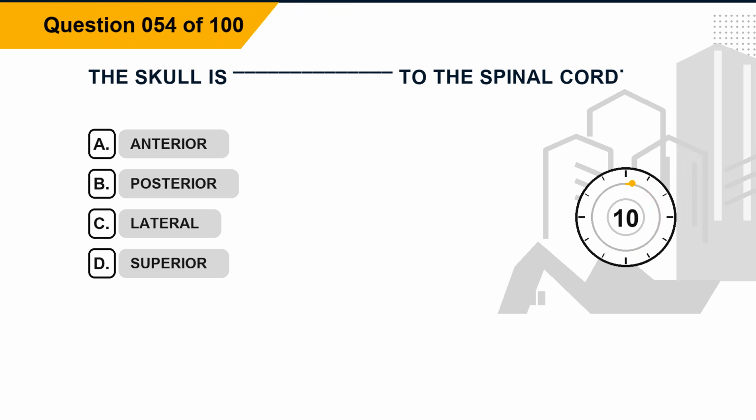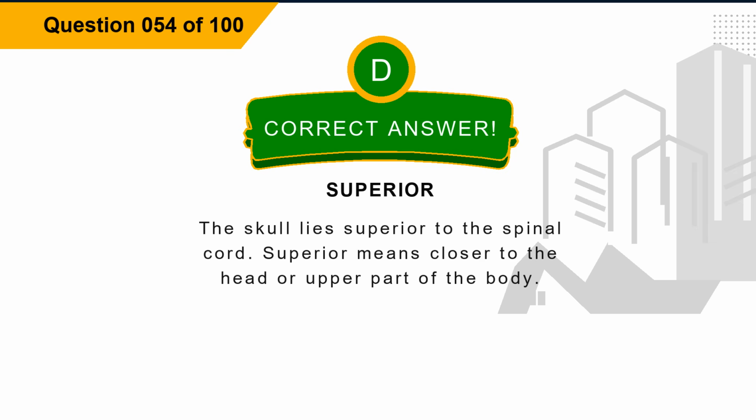Question 54. The skull is blank to the spinal cord. Option A, anterior. Option B, posterior. Option C, lateral. Option D, superior. The correct answer is option D, superior. Explanation. The skull lies superior to the spinal cord. Superior means closer to the head or upper part of the body.